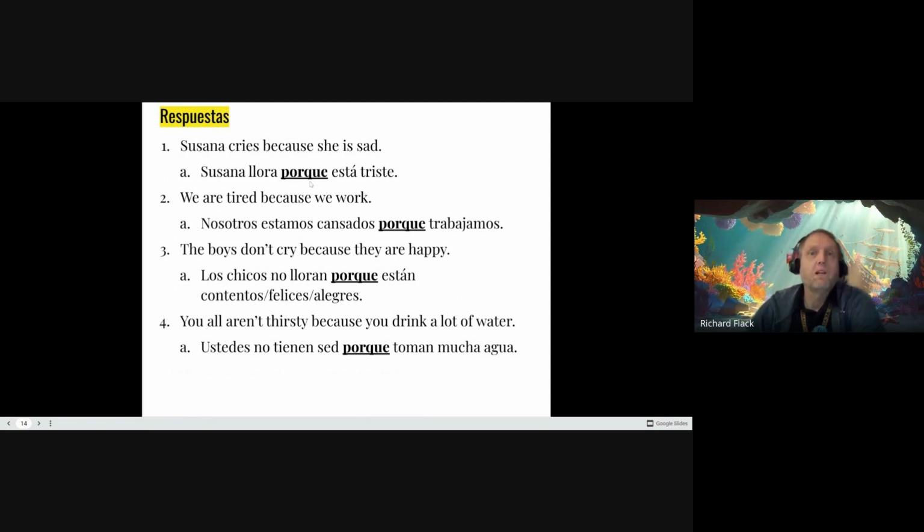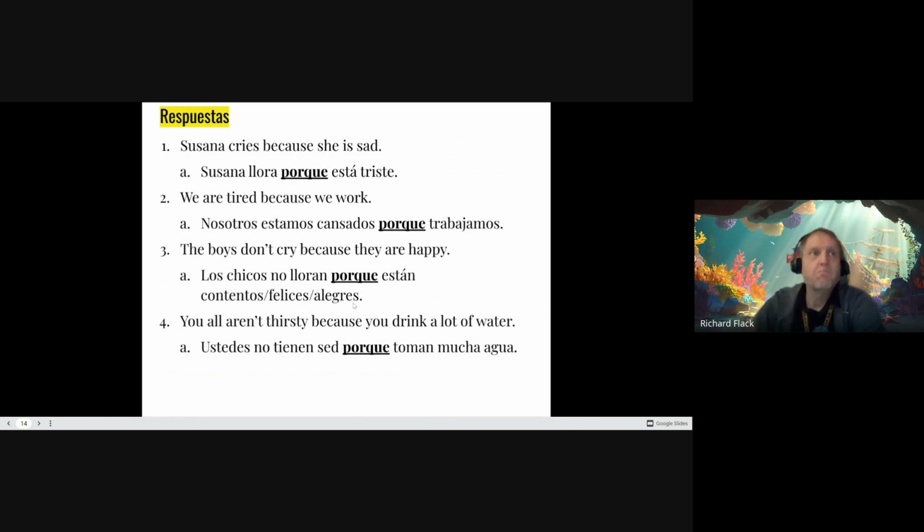Remember to make sure porque is one word. We are tired because we work. Nosotros estamos cansados porque trabajamos. The boys don't cry because they are happy. Los chicos no lloran porque están contentos o porque están felices o porque están alegres.